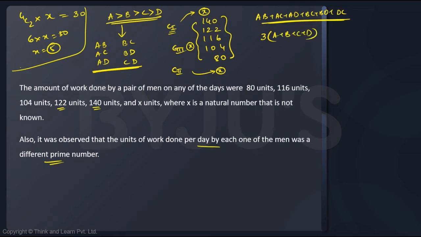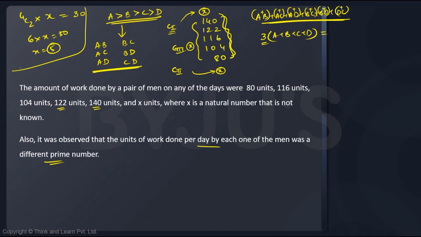Now what have I done here? This is A plus B, work done by A plus B. This is work done by A plus C on one day, work done by A plus D on another day, and so on and so forth. B plus C, B plus D, and then D plus C. So this will give me 3 times A plus B plus C plus D, which should be equal to the sum of all of them plus X.